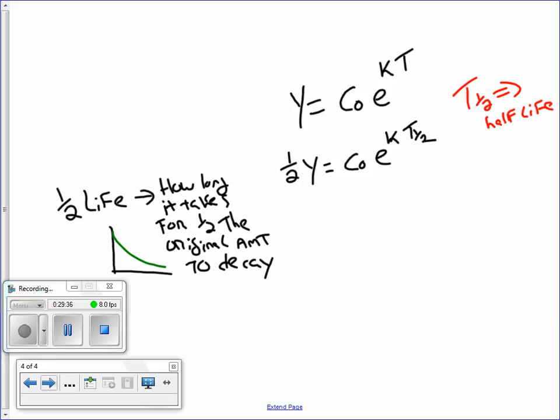What did I do here? I put in a particular time for t. Don't think of it as multiplying both sides by the same thing. I'm letting t be the half-life. That's the time it takes for the quantity to be cut in half. So at that time, t equals the half-life, my quantity is 1/2 the original. Okay? Now what?